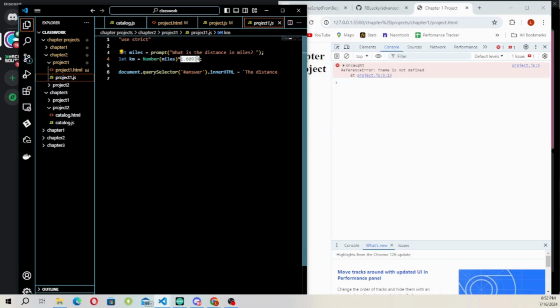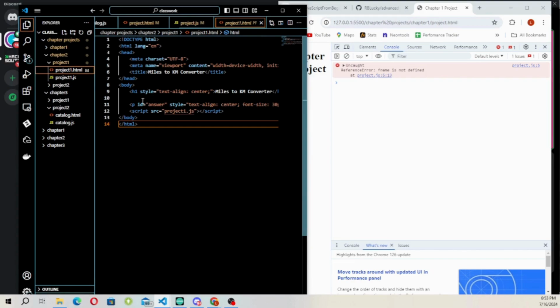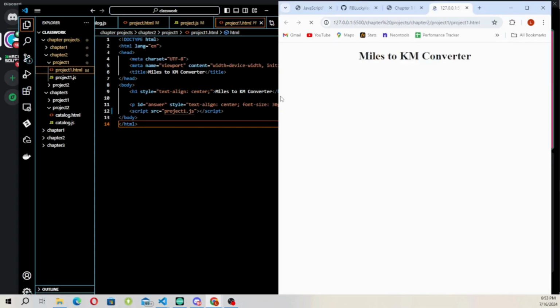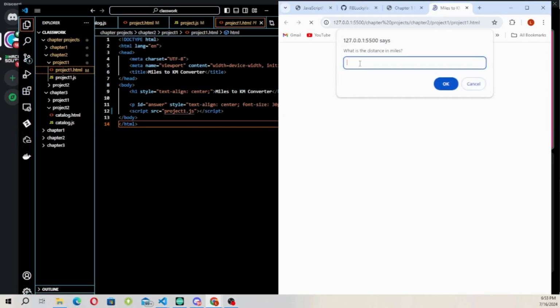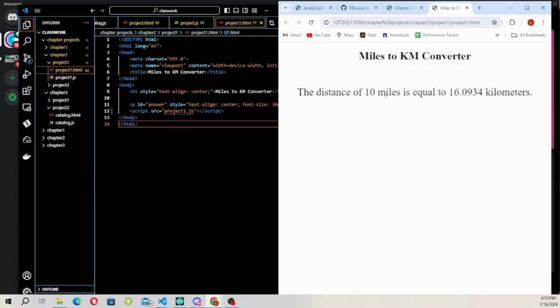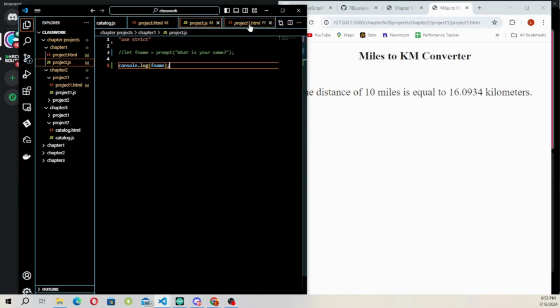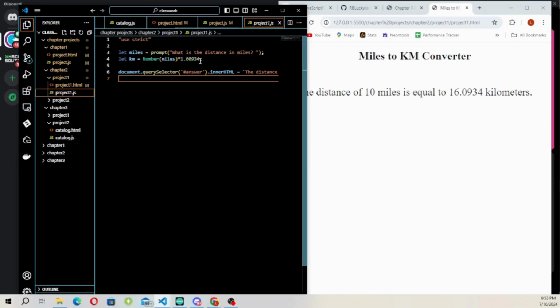I just multiplied by this to convert it to kilometers. After that, it depends on how you want it. The way I did it is that it shows on the HTML. It's gonna show you the answer on the HTML. So if I open it, it's gonna ask what is the distance in miles. Let's say 10, and then I say okay. You see it shows the distance of 10 miles is equal to, you see it multiplied by this 1.60. Do you understand?